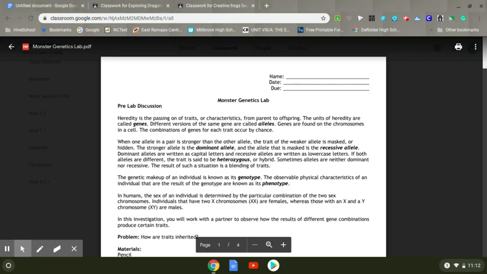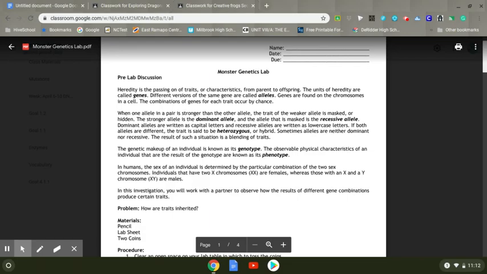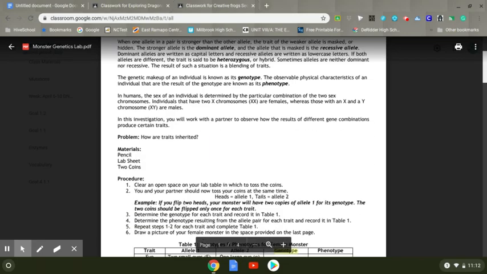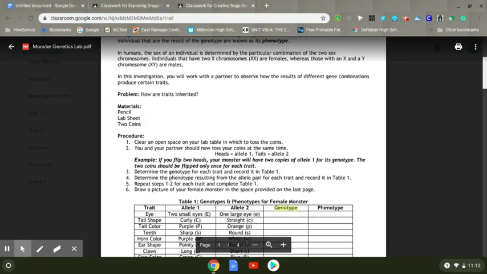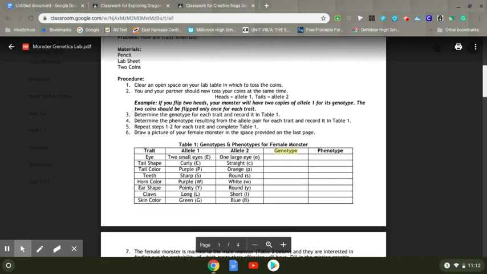So they give you a little bit of discussion here at the very beginning, so you can read through that information and think about what they're asking you to do and what they're saying. So here's the procedure, however. What you're going to do is in this data box, you're going to do one for the female monster, and then you're going to do something else for the male monster.